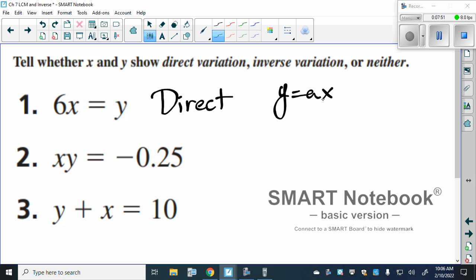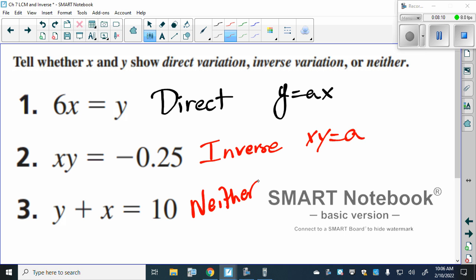How about number 2? Inverse. Because we have our x times y is equal to a. And number 3? Neither. Because the variables x and y are either going to work together as multiplication or division. We can't have them added or subtracted, and it'd be direct or inverse variation.